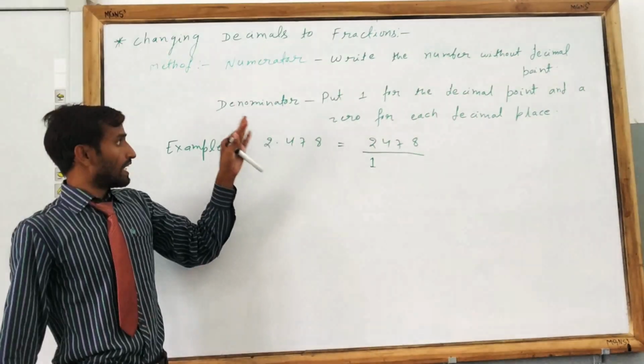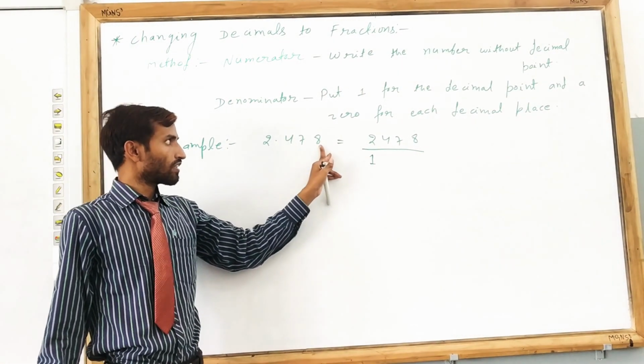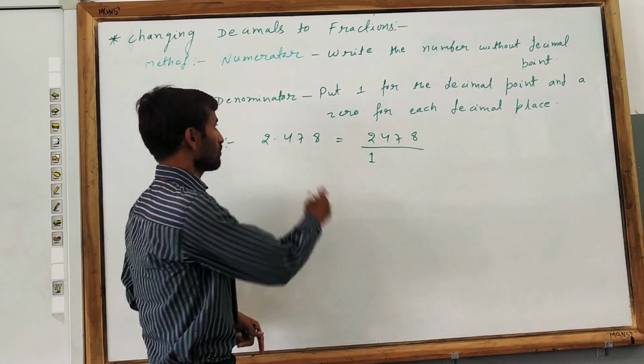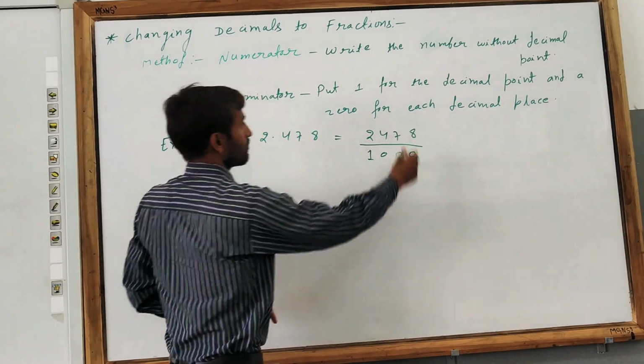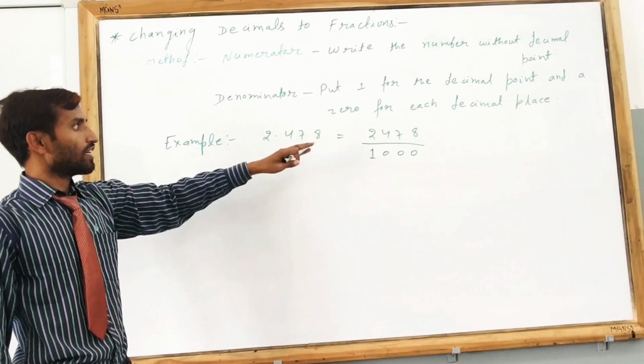After that, after the point there are 3 digits. For each digit you have to put a 0, so 3 digits means you put 3 zeros. So this is the fraction for the given decimal. After that, you can simplify.